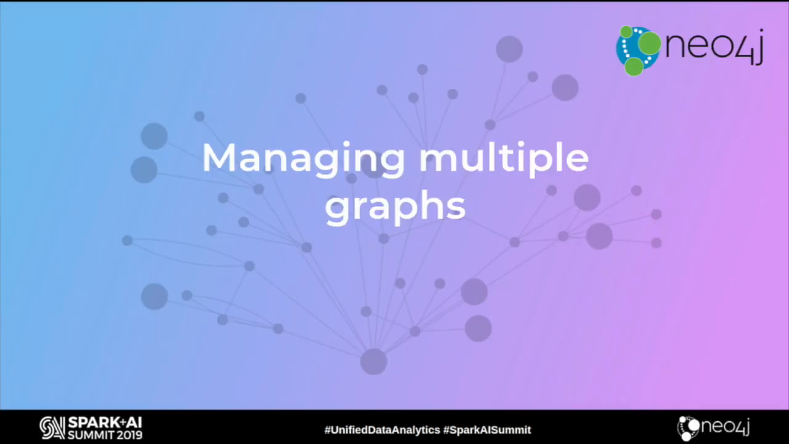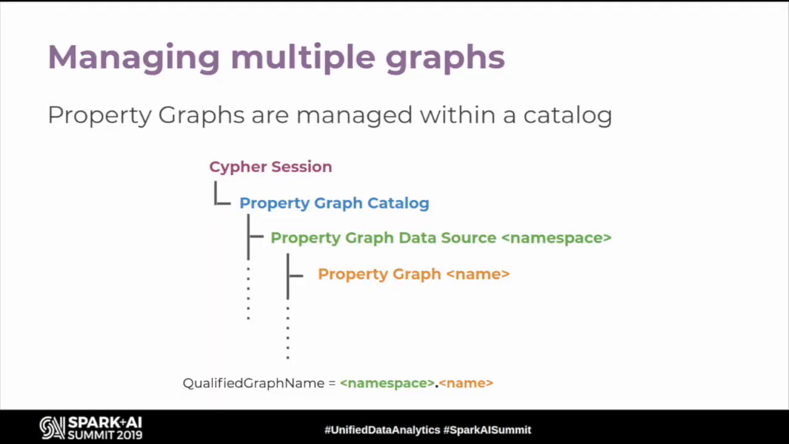So let's talk about managing multiple graphs in the graph catalog. From a conceptual point of view, like I said, property graphs are managed within a catalog, and the catalog is part of the Cypher session, which, as Soren already said, wraps the Spark session. So that is your entry point to the Spark graph world and also Morpheus in that example here. The property graph catalog exists exactly once per Cypher session, but it can manage multiple property graph data sources.